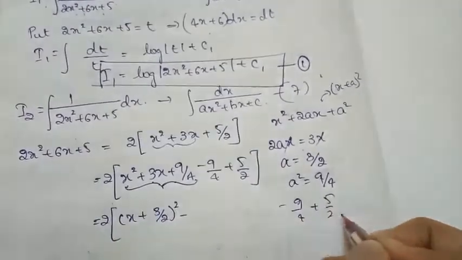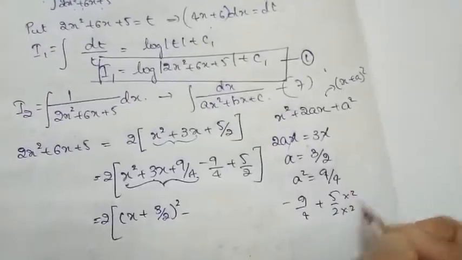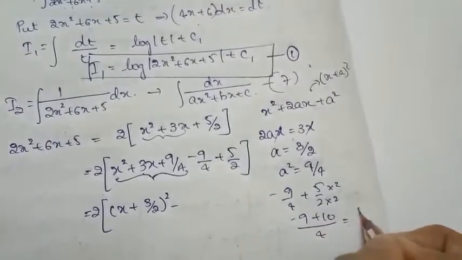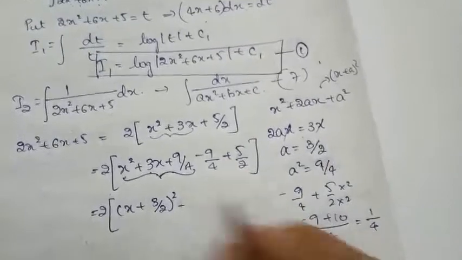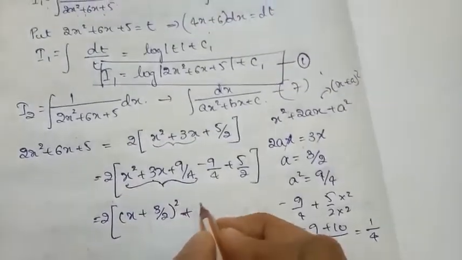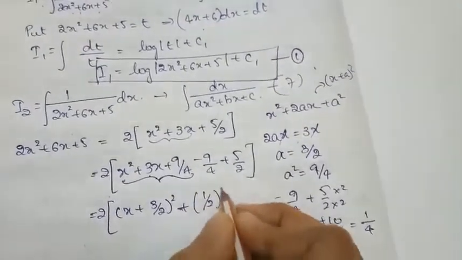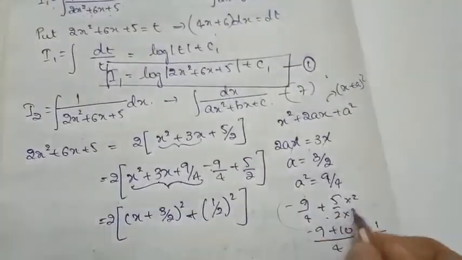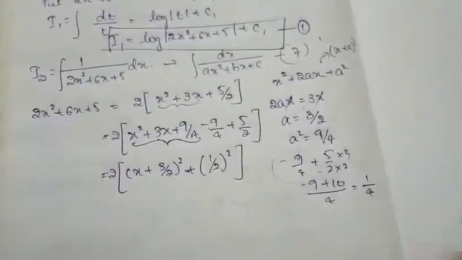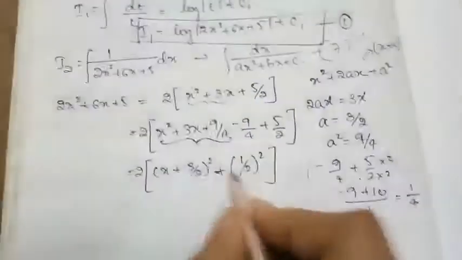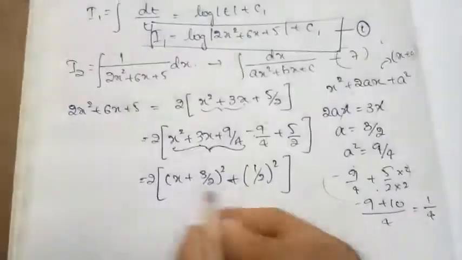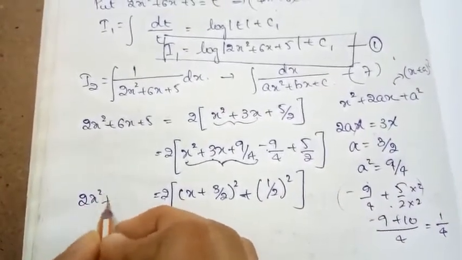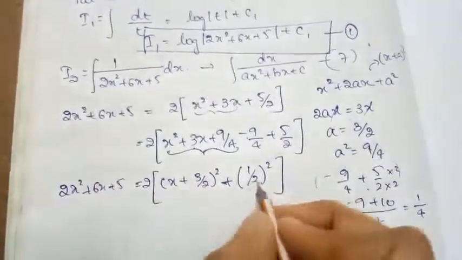plus 5 by 2, LCM is 4. So what happens? 9 plus 10 divided by 4, it is nothing but 1 by 4. So I can write this 1 by 4 as what? 1 by 2 whole square. So this minus 9, minus I have considered along with the 9 by 4 itself. So it becomes 1 by 4. So plus 1 by 4, it is nothing but 1 by 2 whole square. So clearly now our 2x square plus 6x plus 5 is equal to this one.